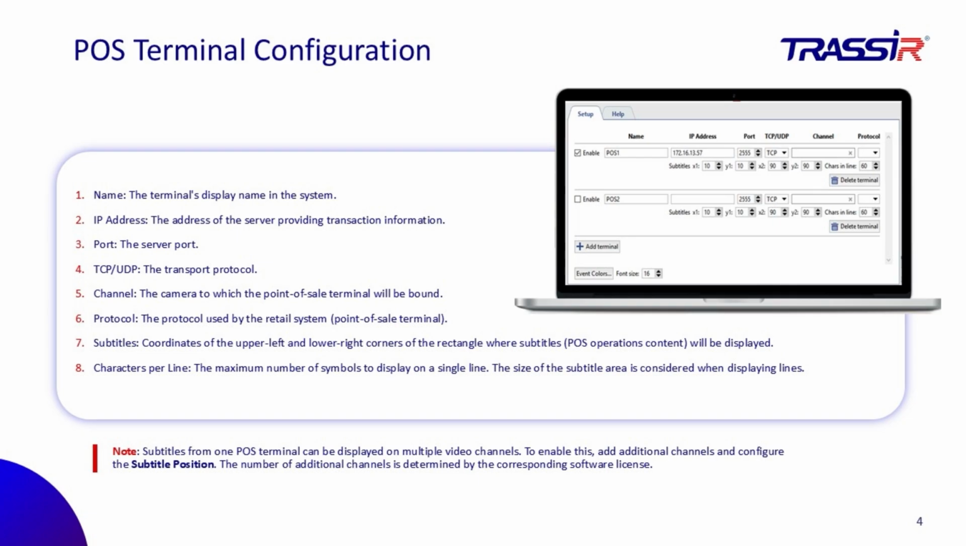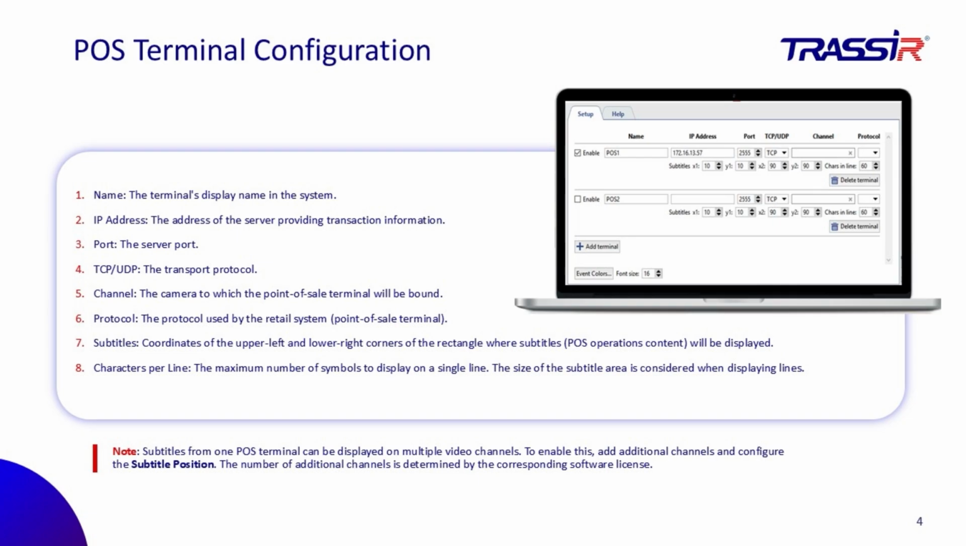Next, specify the port of the cash terminal. Select TCP or UDP transport protocols. Select the camera to which the cash terminal will be linked, and select the protocol used by the trading system. You can also adjust the subtitle position and the number of characters per line separately.